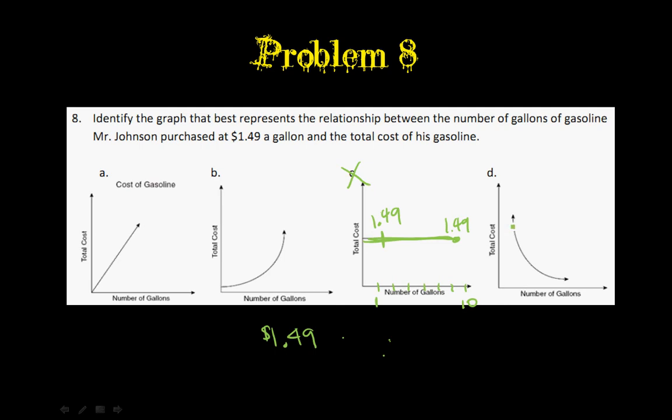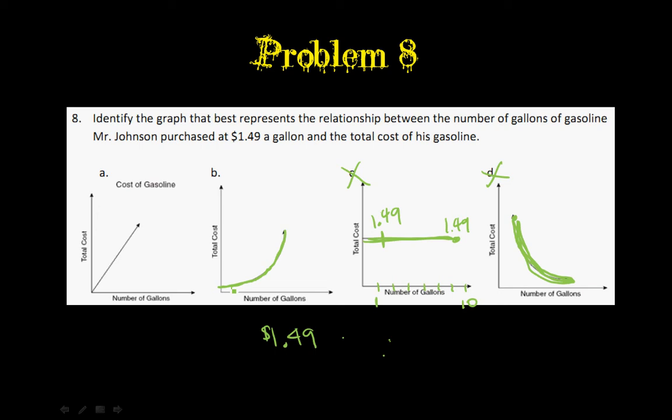D also doesn't make any sense because the total cost of the gasoline is not going to drop as you buy more gas. Obviously it's going to go up. You're going to pay more for more gas. So D is out. So that leaves us with B and A, both of which go up. The problem with B is that the way that this curve is, that's kind of almost saying that every gallon of gas is worth a different amount of money.